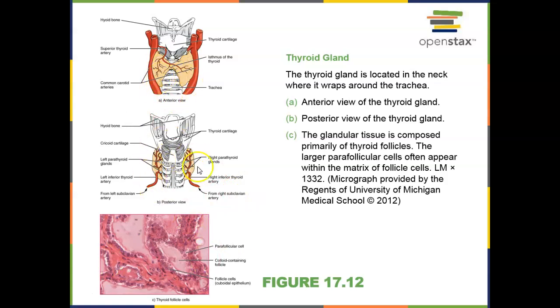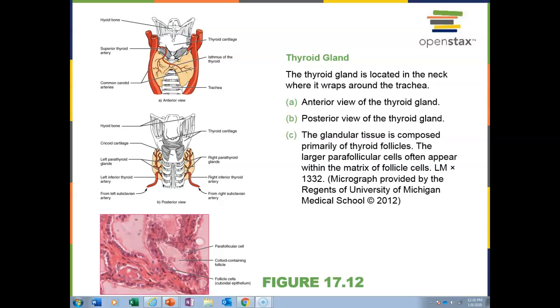And then on the posterior aspect, so here's the thyroid, but this is just a posterior aspect, you can see these tiny little blue structures. These are called parathyroid glands. And so everybody has parathyroid glands, either between 2 and 6. The most common number is 4, and that's why they're showing 4 parathyroid glands there.